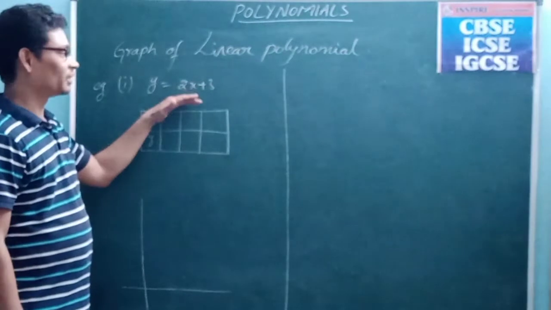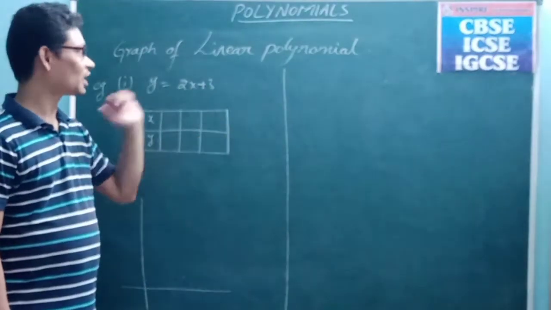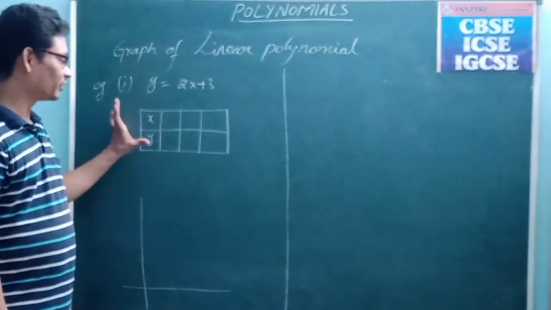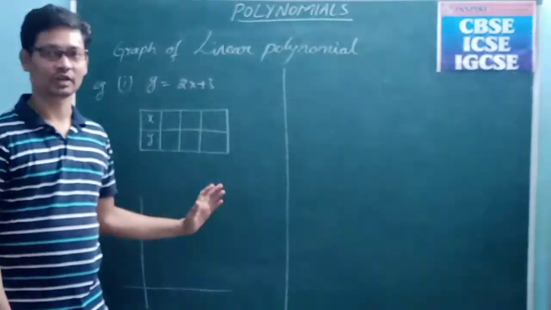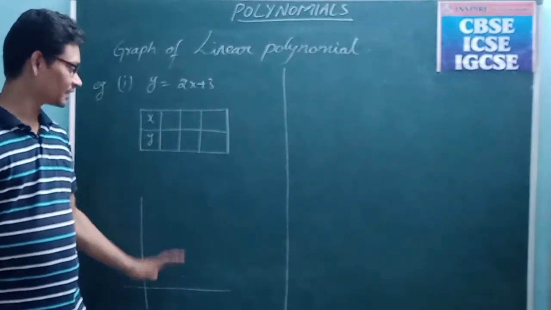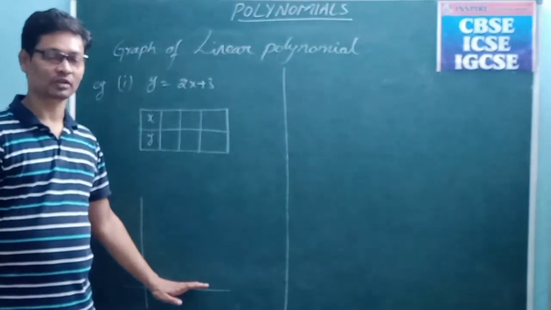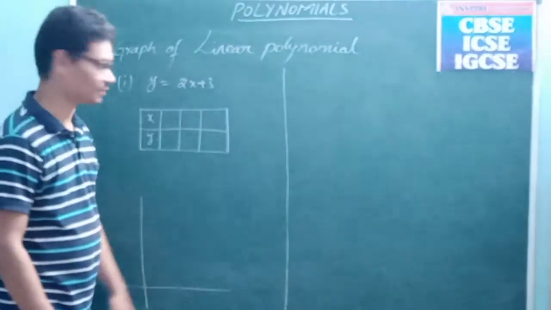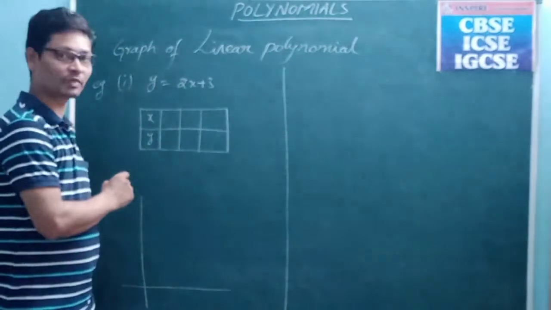So here there are two steps to find the graph of a linear polynomial. In step 1, we need to find the coordinates first. Then, whatever coordinates we have found should be drawn in the graph, using a suitable scale. Let us find out the coordinates of the polynomial first.